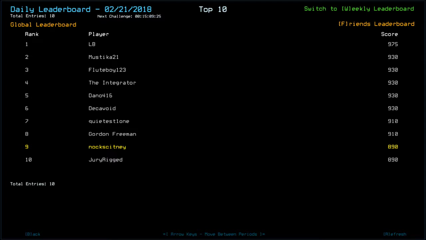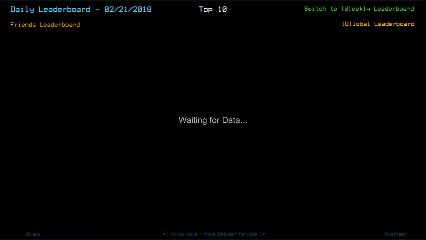But LB goes out on top with 975. Mystica and Flute Boy and the Integrator and Dano and Decavoy with 930, which is what I should have gone out on if I'd managed to get that scrap. Quietus 1-1 with 910 along with Gordon Freeman. Jury Rigged with myself on 890.